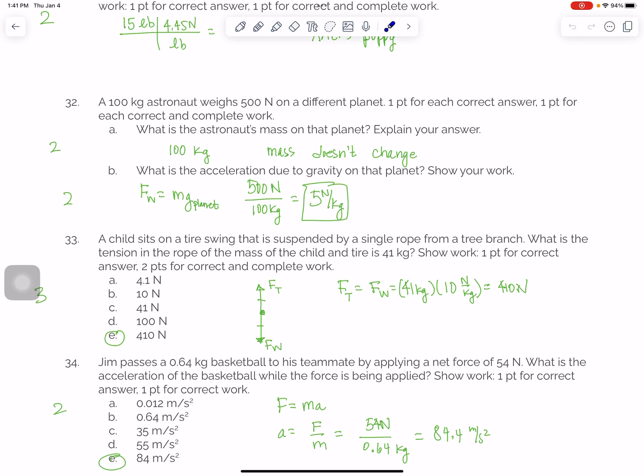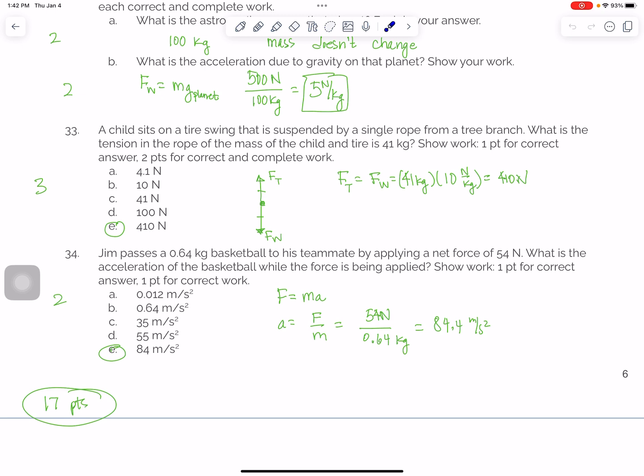32, a 100 kilogram astronaut weighs 500 newtons on a different planet. So what is the astronaut's mass on the planet? It's 100 kilograms because mass never changes. And then what is the acceleration due to gravity? So we use this F_W is equal to mg, but now we're looking for g of the planet. Remember, g is only negative 10 on the Earth. So I do F_W, which is that, divided by m, which is 100 kilograms, and I get 5 newtons per kilogram.